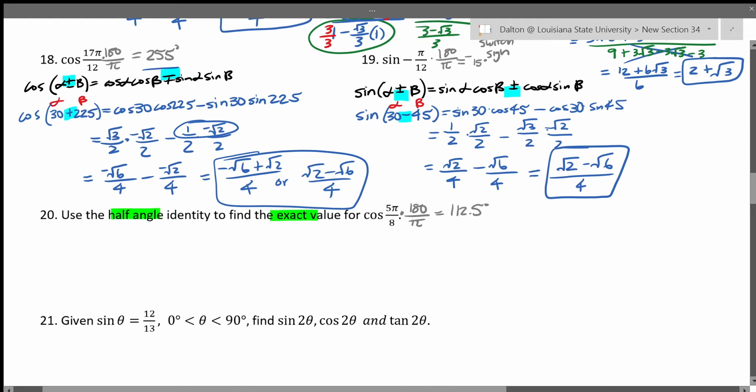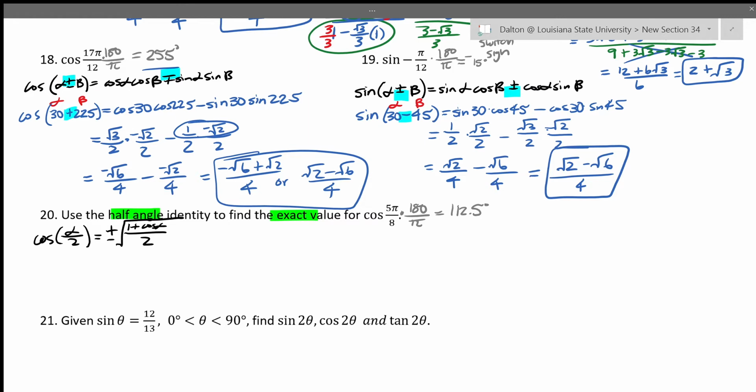So if I prompt you to use the half angle identity, if you look at your reference sheets, your half angle identity for cosine is the cosine of alpha over 2 is equal to plus or minus the square root of 1 plus cosine alpha all over 2. So in order for me to figure this out, I have to know what is the cosine of alpha, and I have to choose plus or minus. So again, the key here is 112.5 is not on your unit circle. If it were on your unit circle, then you wouldn't need the half angle identity. You would just be able to tell me the cosine or the x value at that angle.